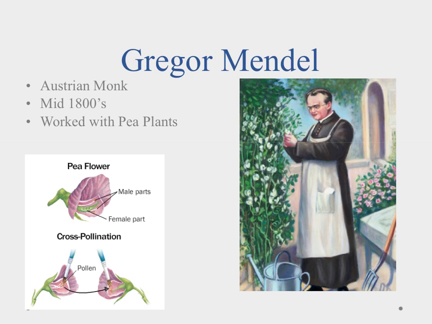He used a process called cross-pollination, which we can see down here, where he basically played the role of an insect and he would collect pollen from one plant and deliver it to the other plant.